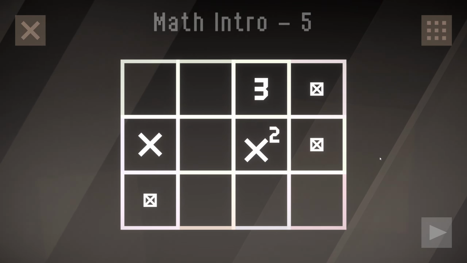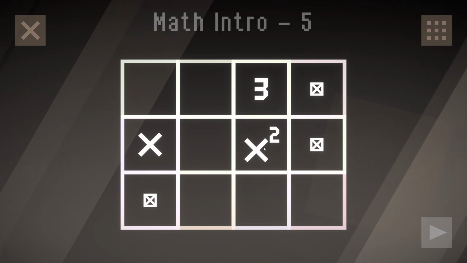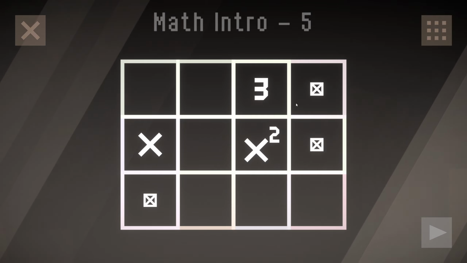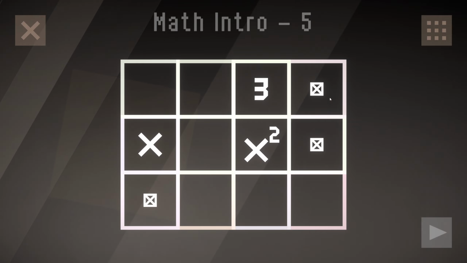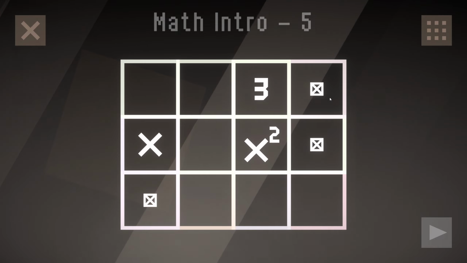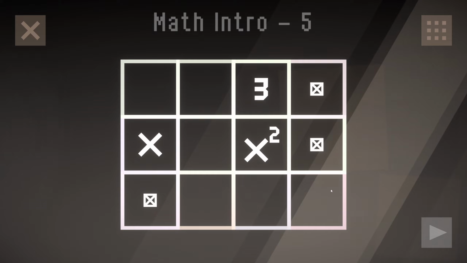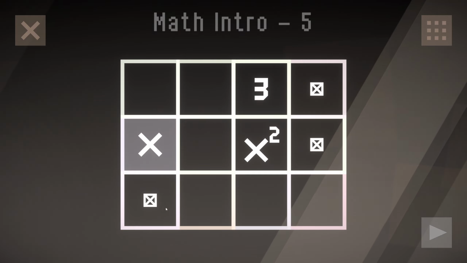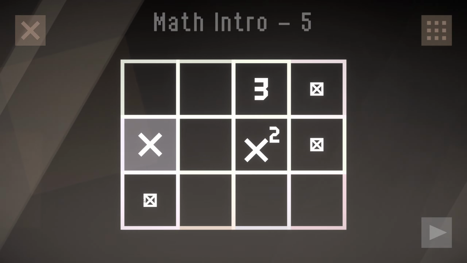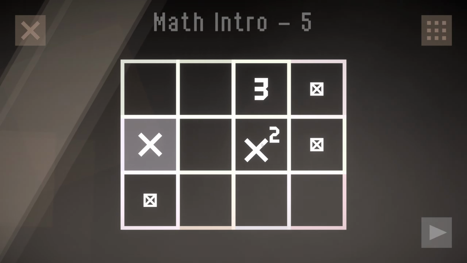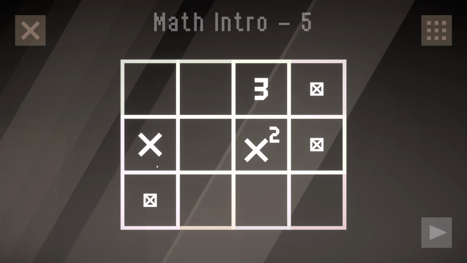Math Intro 5. We have x. We have x squared and a 3. And we have 3 nodes that have to be in agreement with one another. So, if the overall space is 12, and this is 1, then x squared is probably going to be 2 and 4 again, I would wager.